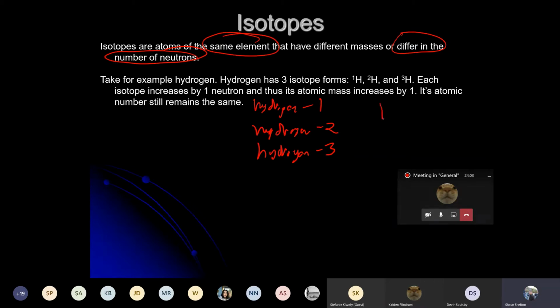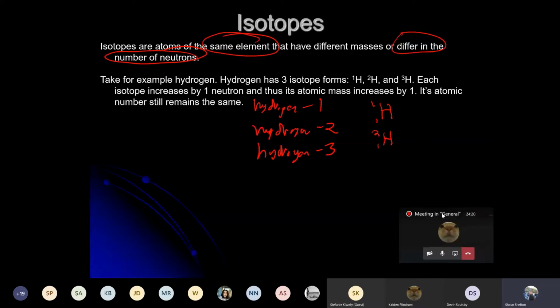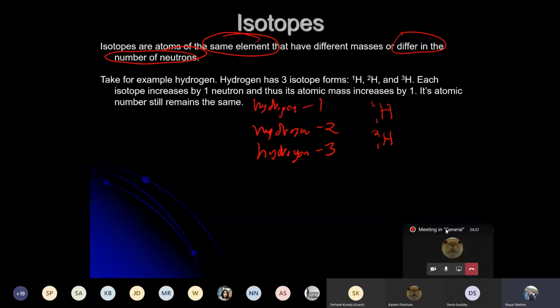Hydrogen 1 has a mass number of 1. The atomic number for hydrogen is still 1. The nuclear symbol for hydrogen 2 would be a mass number of 2, but the atomic number stays 1. So that atomic number never changes. And then hydrogen 3 is mass number 3 with an atomic number 1.